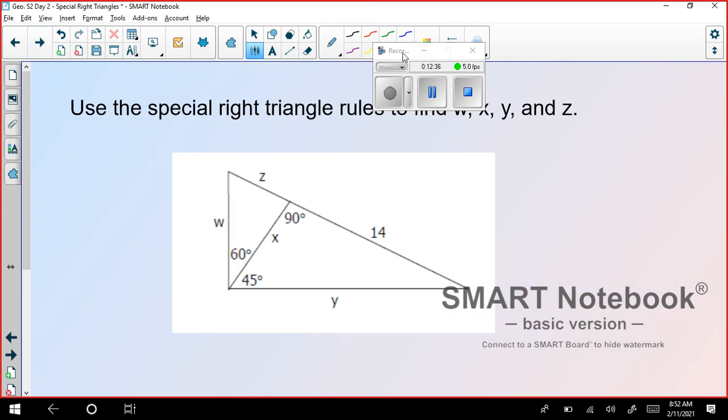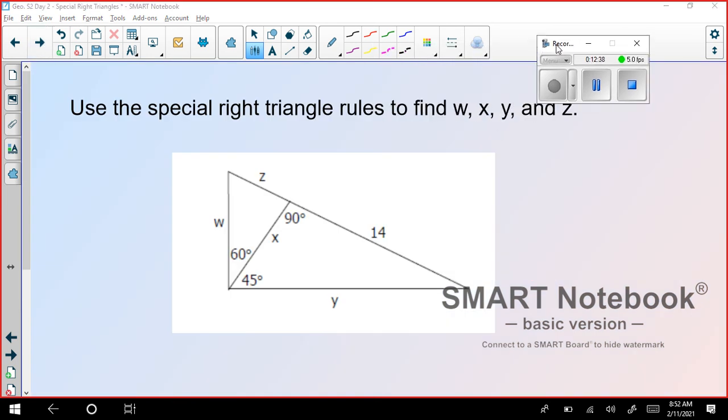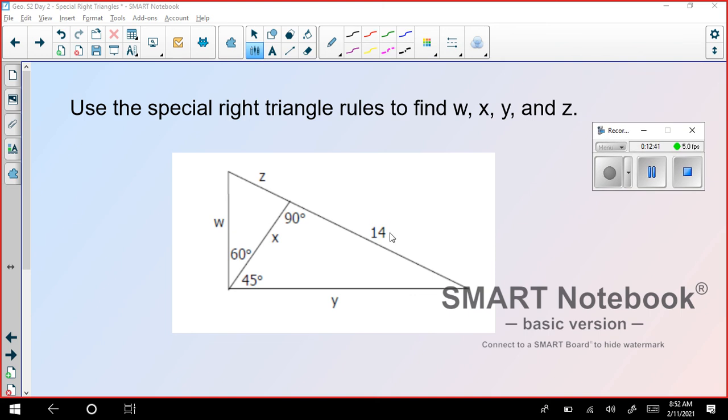Use special right triangle rules to find w, x, y, z. Okay, you are going to find w, x, y, z. I'll give you a minute and a half or 2 minutes. Once you have the answers, you may use chat. Okay, we will go over the answers once you have completed.